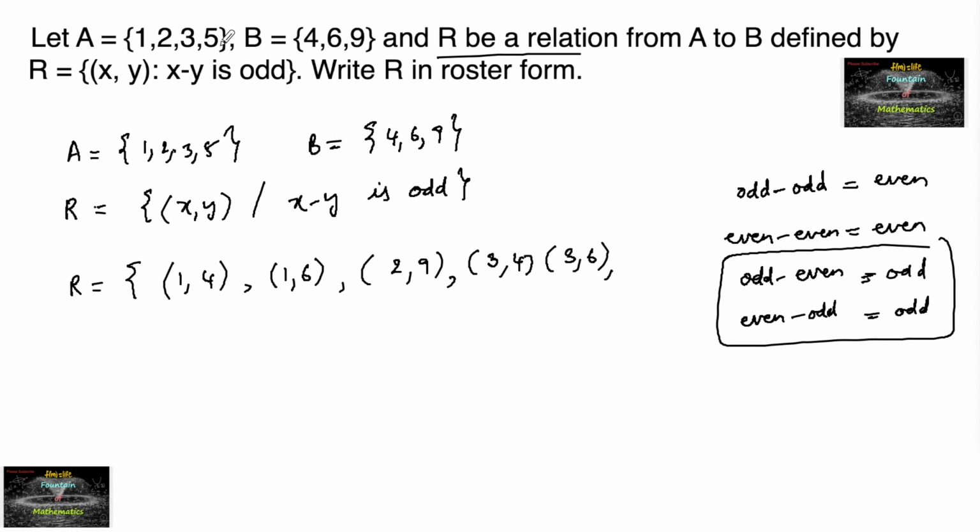And coming to the next one, 5 is an odd number in the set A, so we must take the even number from the set B. So we can consider (5, 4) and (5, 6). So we can see that for each and every ordered pair here, their difference x minus y is an odd number, whether it is a negative odd number or a positive odd number. So we are getting an odd. So we can conclude that this is our relation in roster form. Okay, thank you.